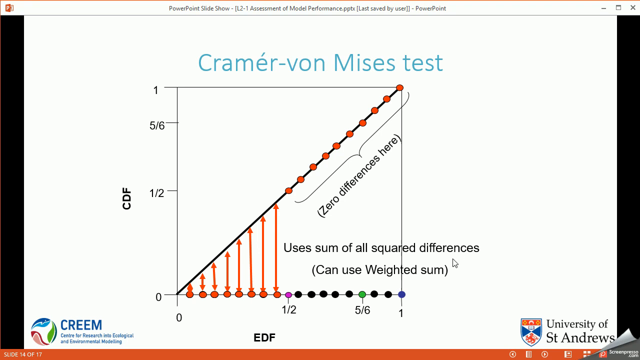And we can also modify the Cramér-von Mises test slightly to give greater weight to certain parts of the x-axis. In particular, we might want to weight these small distances bigger because we know that lack of fit near the origin leads to poorer performance with distance sampling estimators than lack of fit far from the origin.